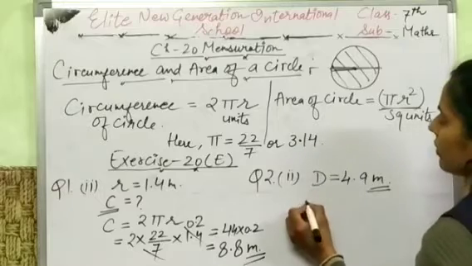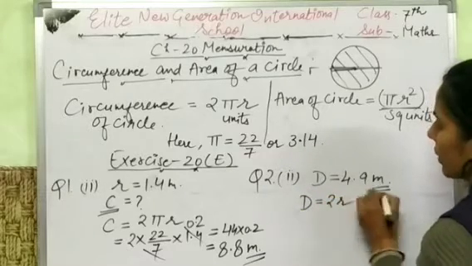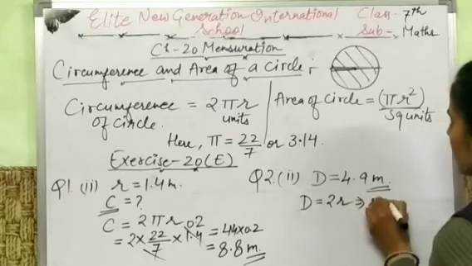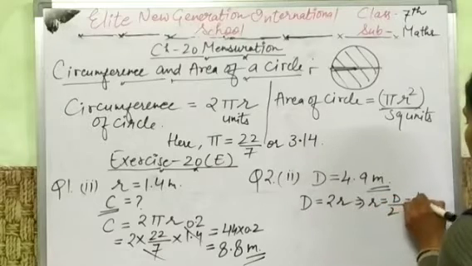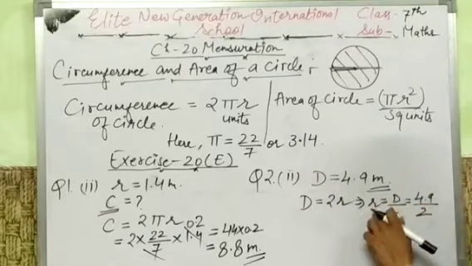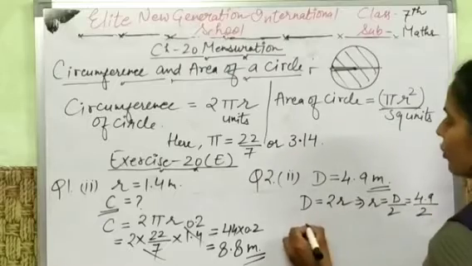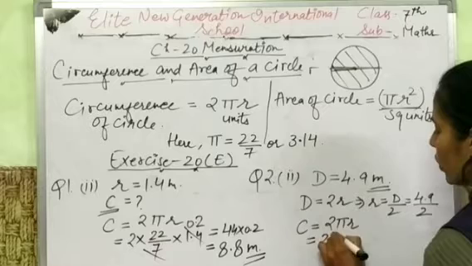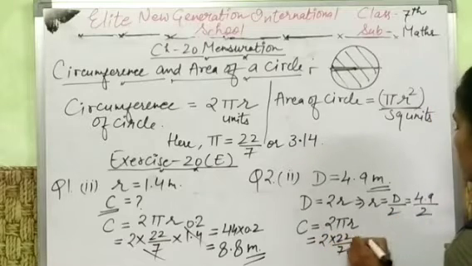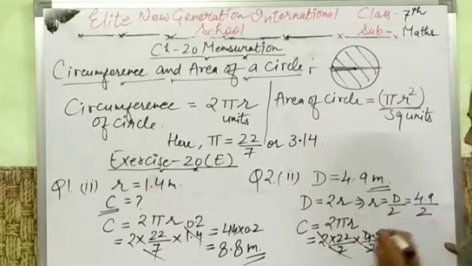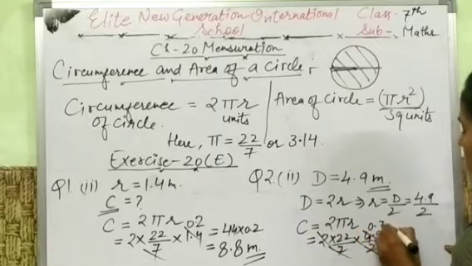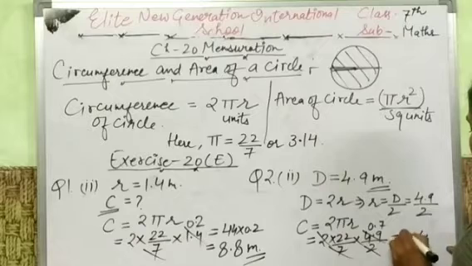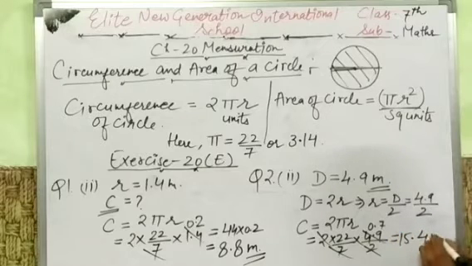So here D is equal to 2r. It means here r is equal to D upon 2, 4.9 upon 2. Radius is 4.9 upon 2, and we have to find the circumference, which is equal to 2 pi r. So here 2 into 22/7 into r, 4.9 upon 2. Just do the calculation. 0.7. So 15.4 meters. That is the answer. Okay.